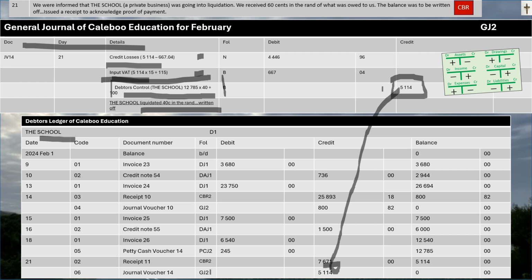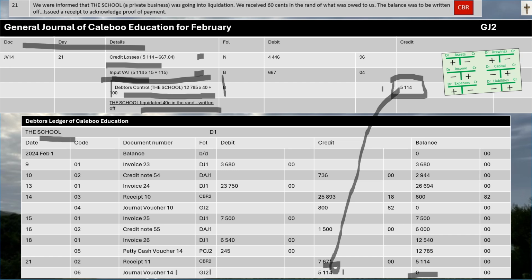The information was recorded in the general journal. We drew up a voucher, journal voucher number 14. The account was credited, decrease in assets, and the balance is 0. So those were the transactions which were related to the school.